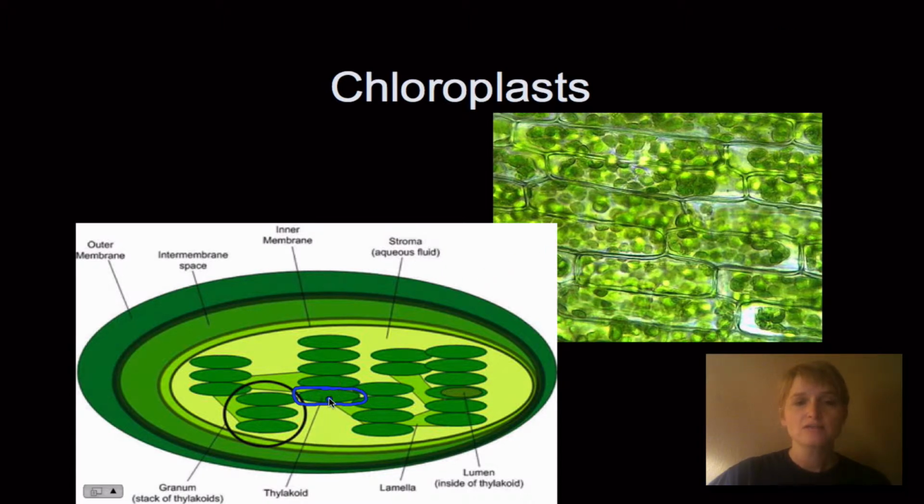These thylakoids are stacked on top of each other, so they're in little stacks. Those stacks are called granum. And the stacks are connected to each other by lamella. Inside the thylakoid is called the lumen. And then all of these granum are in a fluid that's called stroma. So the chloroplast, and inside the chloroplast, the thylakoid, is where the actual reaction occurs, where the light is absorbed and the chemical reaction occurs that changes that light into the sugar that the plant needs.